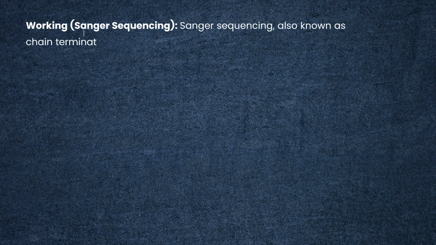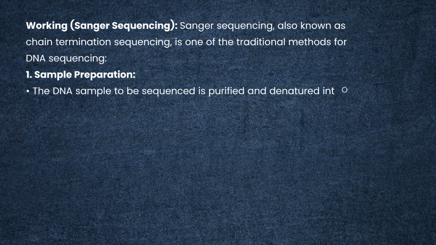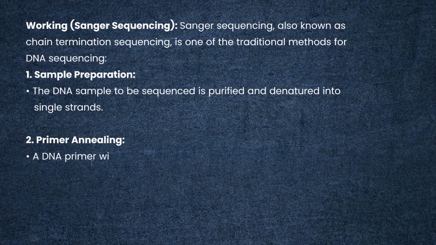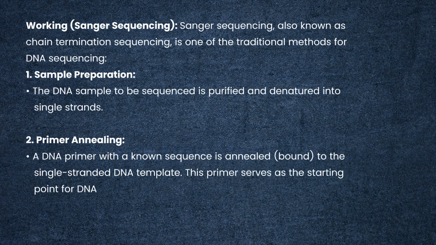Talking about the working of a DNA sequencer if it is based on Sanger sequencing. Sanger sequencing, also known as chain termination sequencing, is one of the traditional methods for DNA sequencing. The first step is the sample preparation. The DNA sample to be sequenced is purified and denatured into single strands. The next step is primer annealing. A DNA primer with a known sequence is annealed or bound to the single stranded DNA template. This primer serves as the starting point for DNA synthesis.